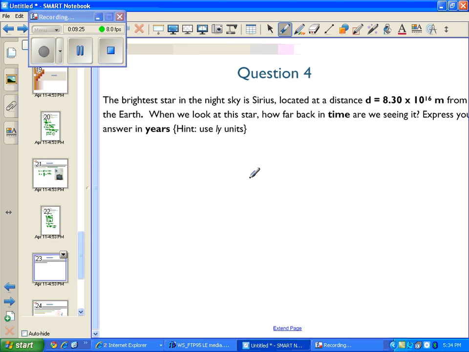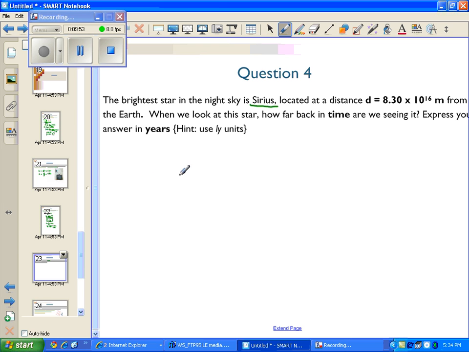Next question. This one deals with astronomy, and it tells us that the brightest star in the night sky is a star called Sirius in Canis Major, or Big Dog constellation. And we're told that Sirius is at a distance of 8.3 e to the 16 meters from the Earth. The question is, when we look at the star, how far back in time are we seeing it?